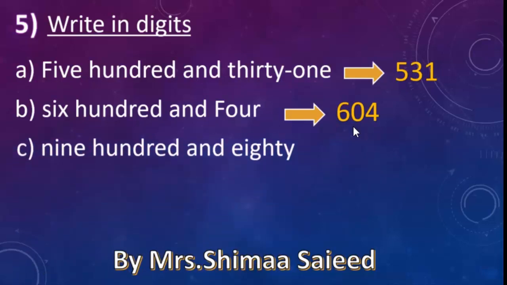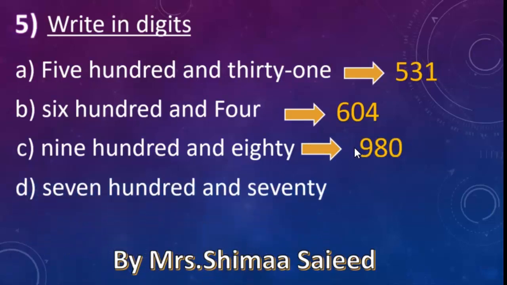After that we have 980. So we can write 9 in hundredths place, 8 in tenths place, and 0 in ones place. What about 770? Write 7 in hundredths place, 7 in tenths place, and 0 in ones place.